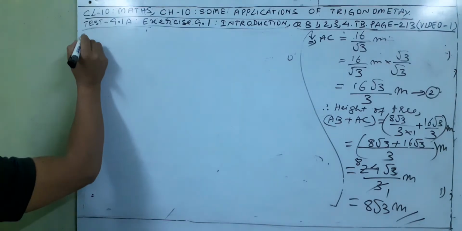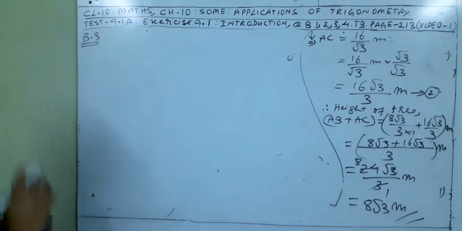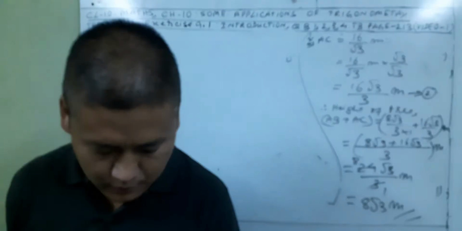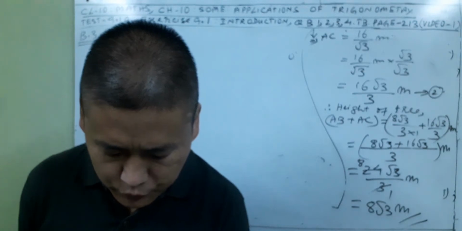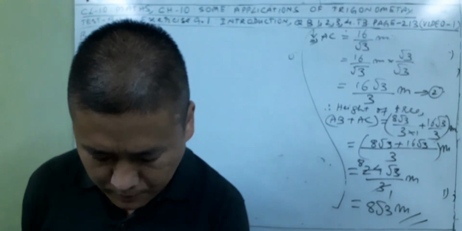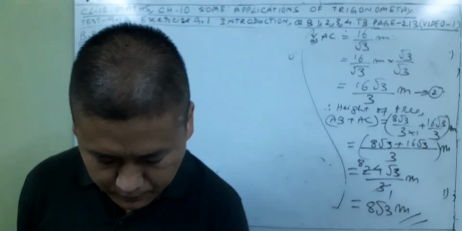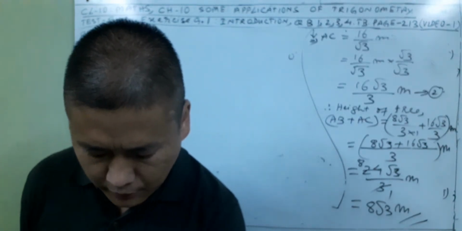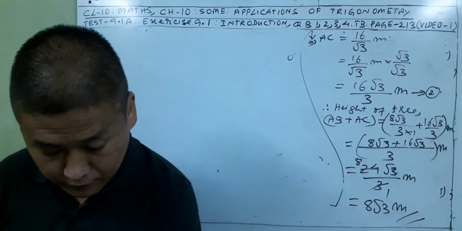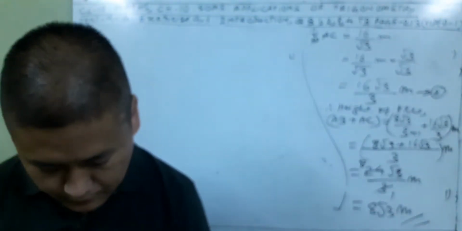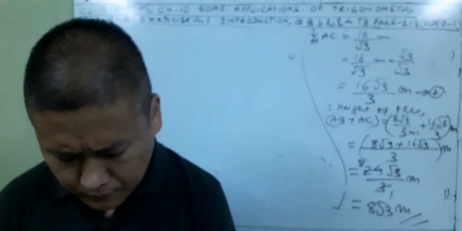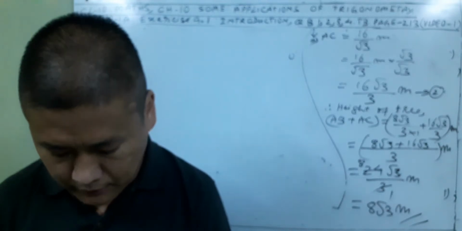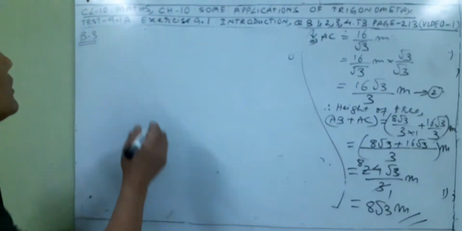So here B3. In B3, let me read the question for us. A contractor plans to install 2 slides for children to play in the park. For the children below the age of 5 years, she prefers to have a slide whose top is at a height of 1.5 meters, and is inclined at an angle of 30 degrees to the ground. So that's for smaller children.